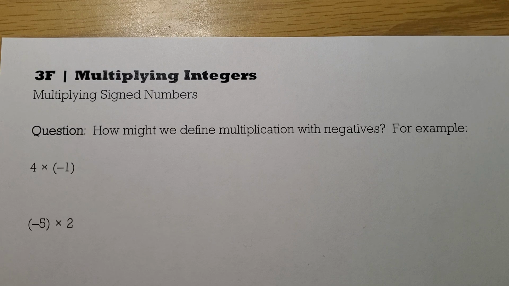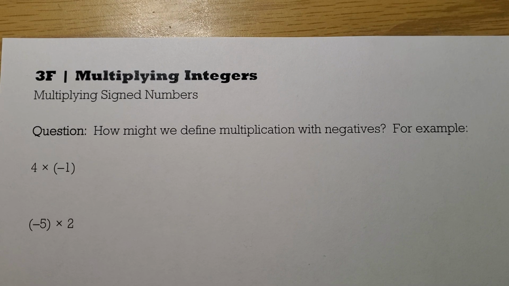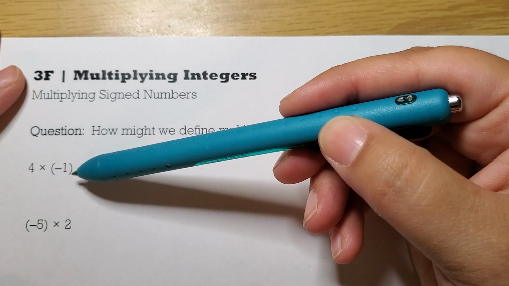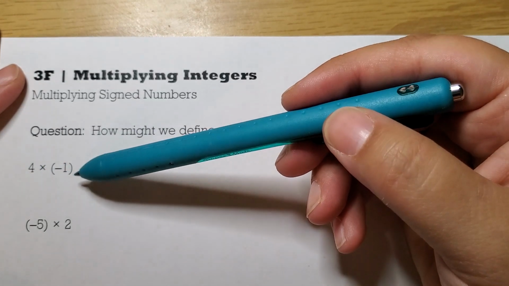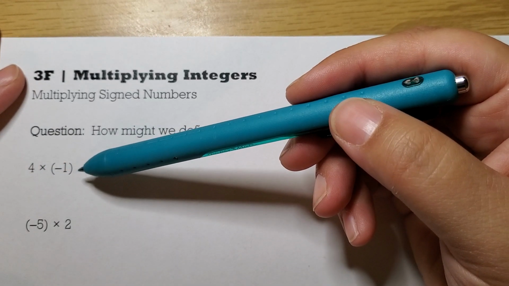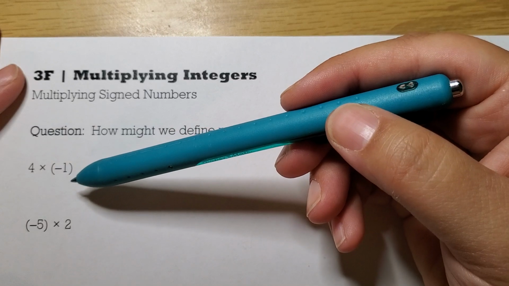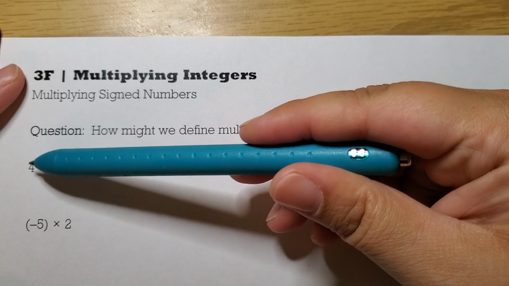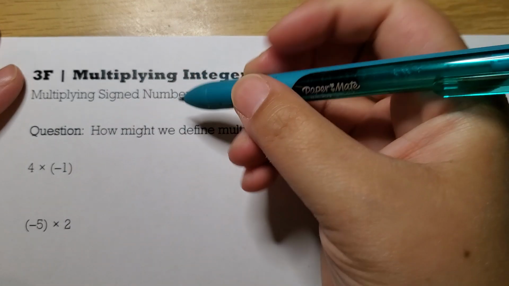In order to come up with a rule for multiplying signed numbers, what a mathematician would do is experiment and use definitions to figure out what ought to happen. For example, let's say we want to find 4 times negative 1. If we use the definition of multiplication, it means we need to do some repeated addition. So I'm going to take 4 copies of negative 1 and add them up.